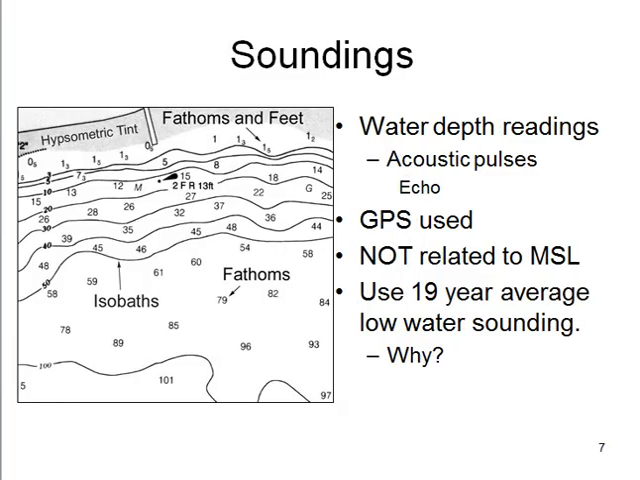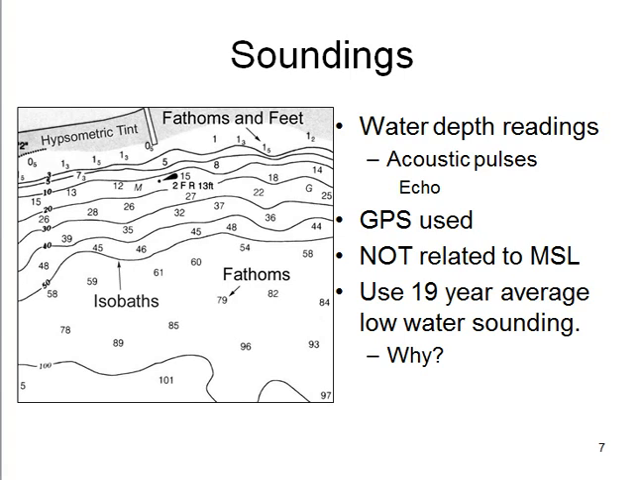Elevation in water is measured using acoustic pulses, so they're called soundings. These are not based on mean sea level. They are based on the 19-year average of low water. And the reason they want to use low water, or the low water sounding, is because the bottom of the sea is critical to navigation.